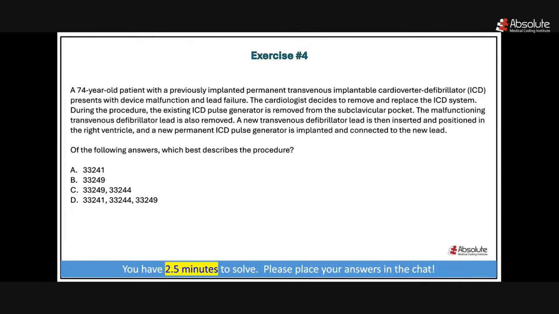and lead failure. The cardiologist decides to remove and replace the ICD system. During the procedure, the existing ICD pulse generator is removed from the subclavicular pocket. The malfunctioning transvenous defibrillator lead is also removed. A new transvenous defibrillator lead is then inserted and positioned in the right ventricle. A new permanent ICD pulse generator is implanted and connected to the new lead. Of the following answers, which best describe the procedure? And coders, your time begins now.